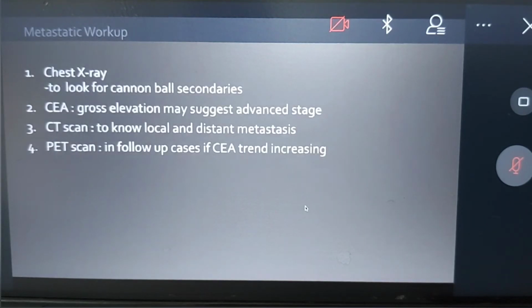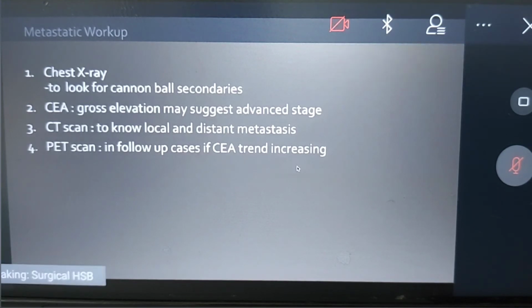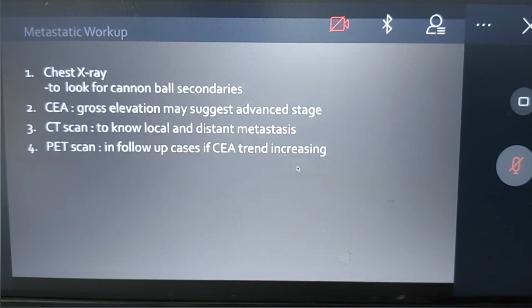Lastly, for metastatic workup, usually we can do chest X-ray to look for, for example, cannonball secondaries, and CEA. Gross increase may suggest advanced stage. Then CT scan to know the local and distant metastasis, and also PET scan in follow-up cases if the CEA trend is increasing.